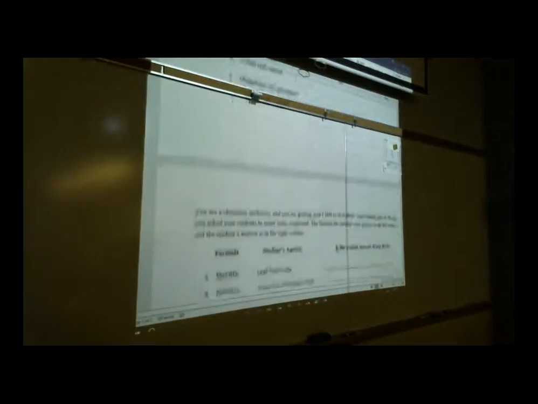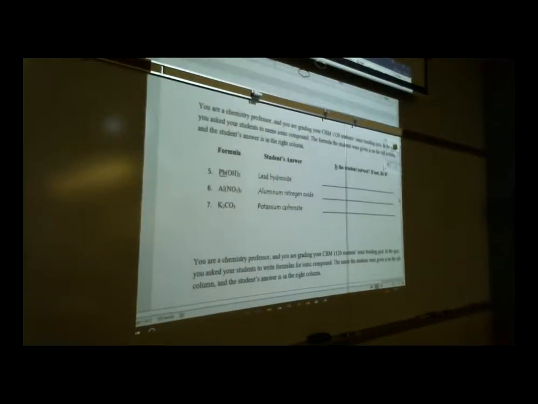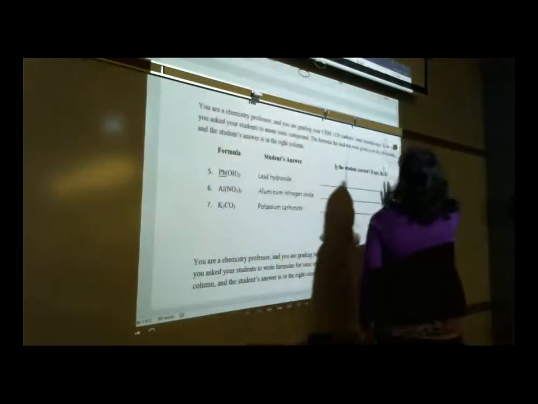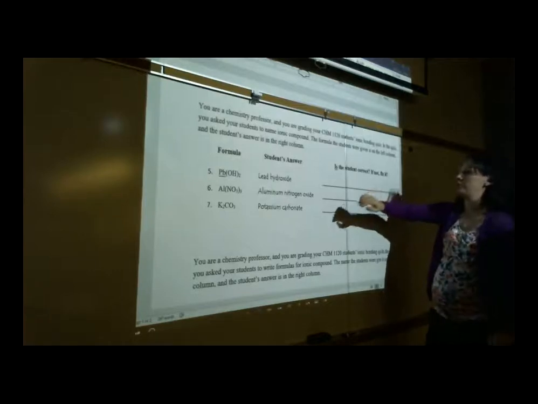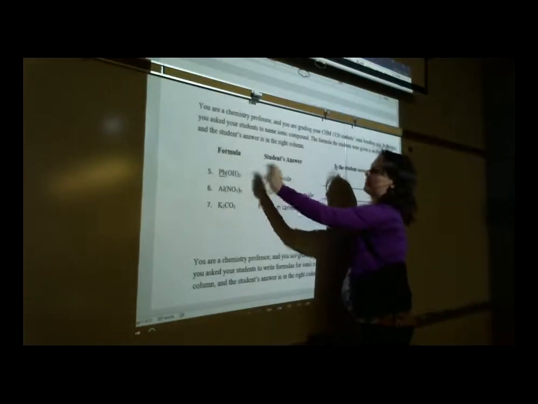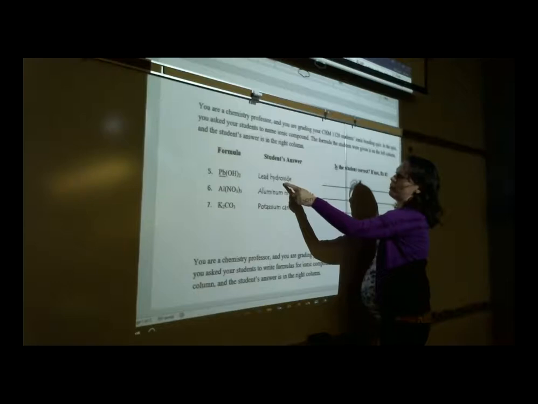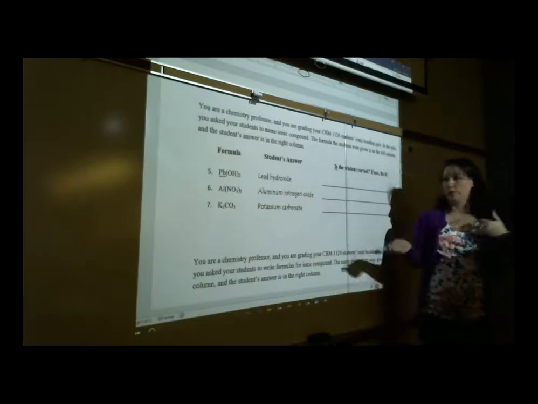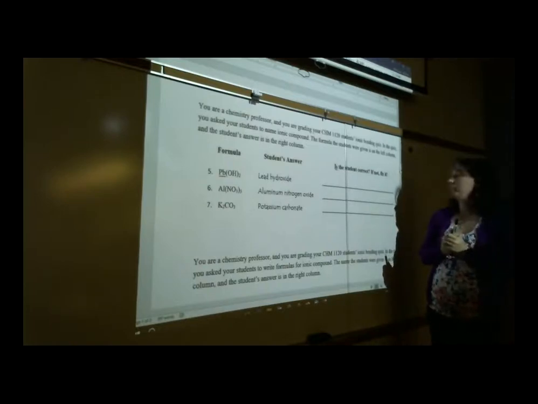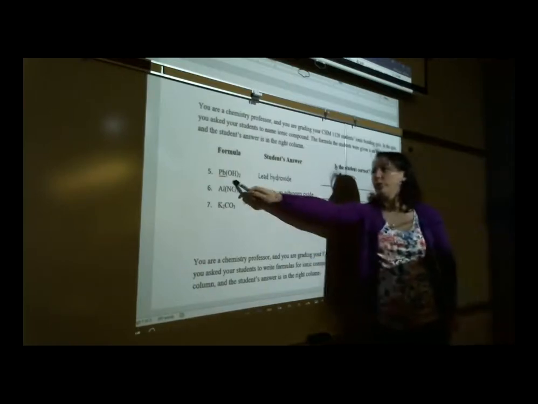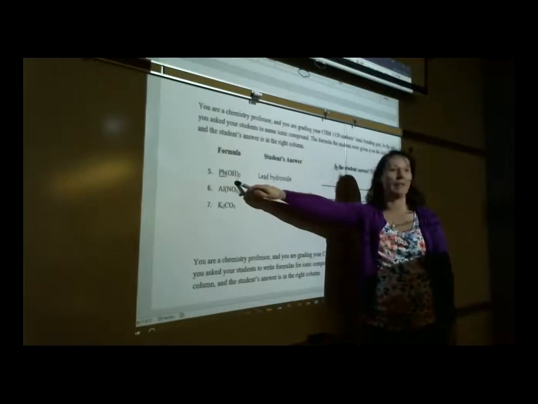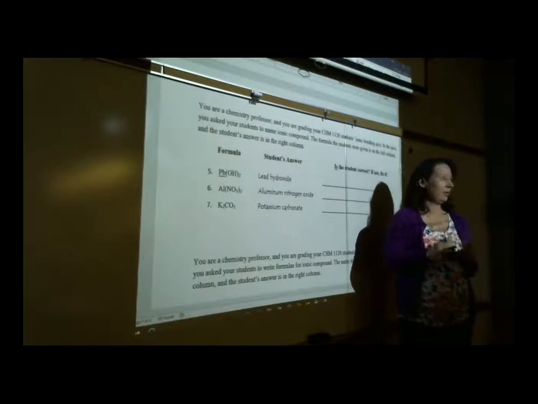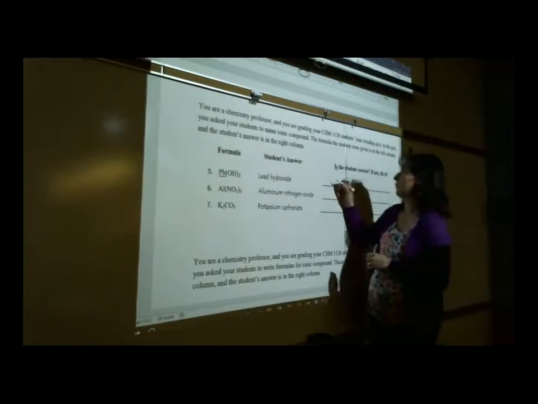Let's go on. You are grading your students' quiz. In the quiz, you ask your students to name an ionic compound. The formula the students were given, this is what I gave them on the test, is here, and this is what the student answered. Then you need to be the teacher and decide, is it right or is it wrong? If the student was given this and wrote this, is the student correct in number 5? No, the student's wrong.